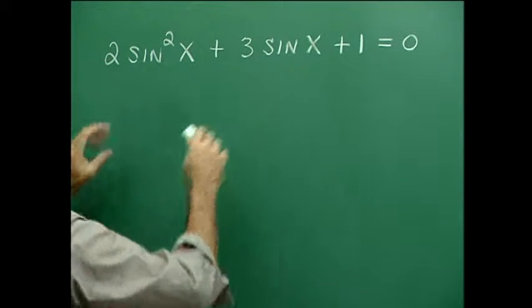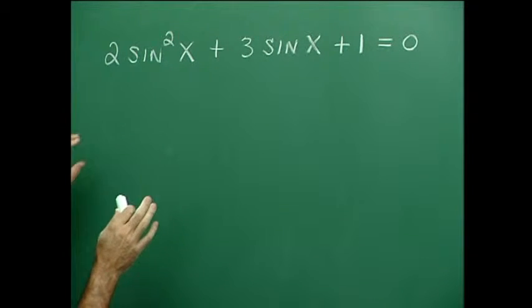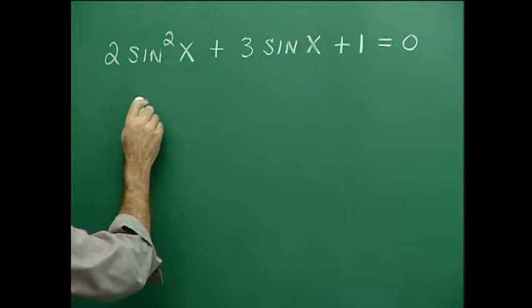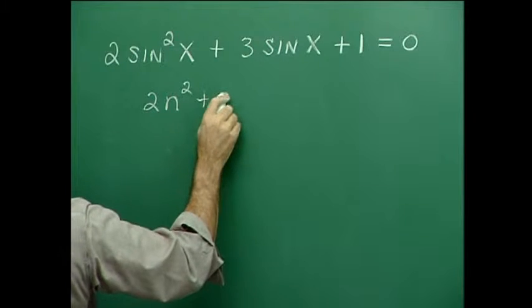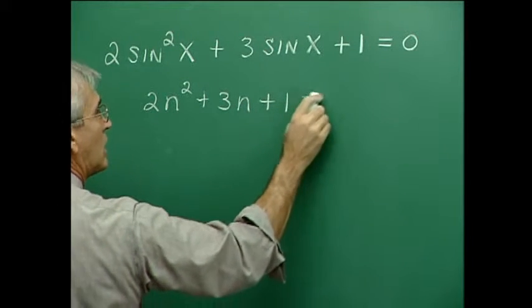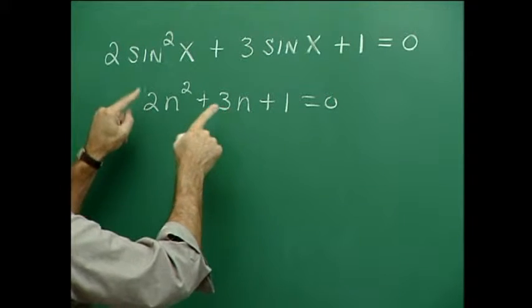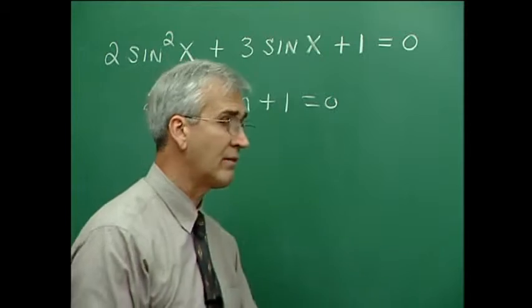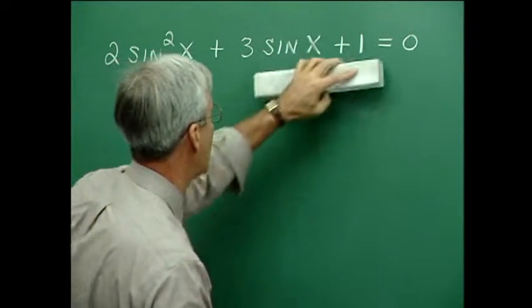At any rate, this one turns out to be factorable. If we can't see through the factorization very easily, then we just replace sine x with a letter like n. We might think of this as 2n squared plus 3n plus 1 equals 0, and factor this, and then replace n with sine x, and we have the factored form in terms of what we have here. But I think we can see through this, or quite possibly we can.